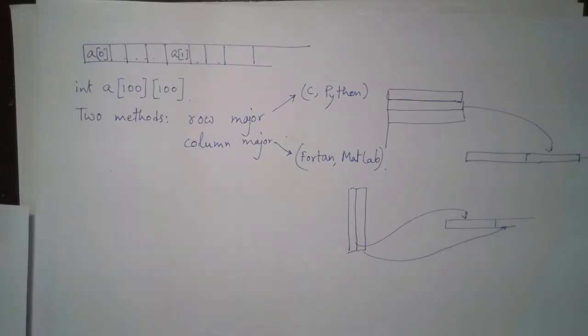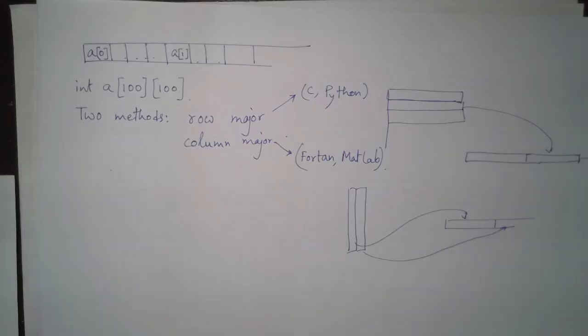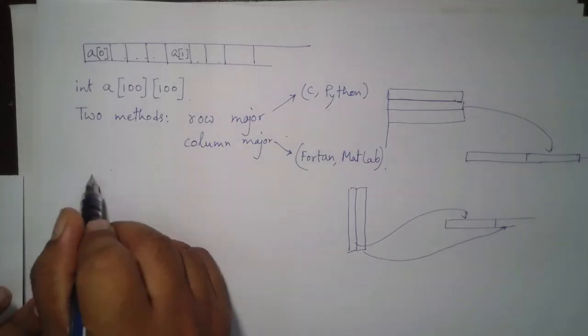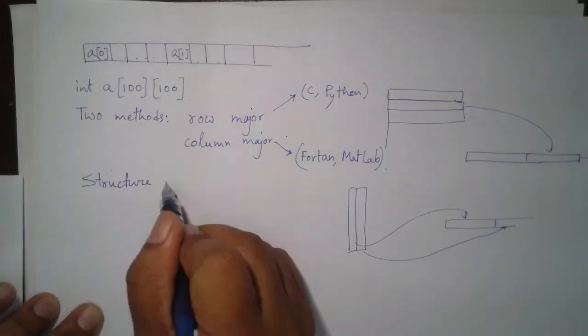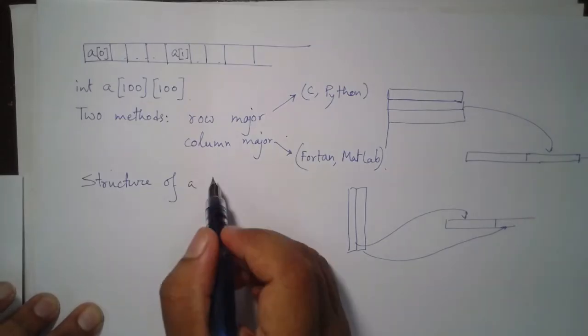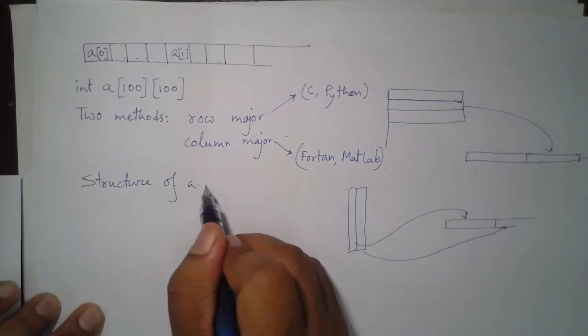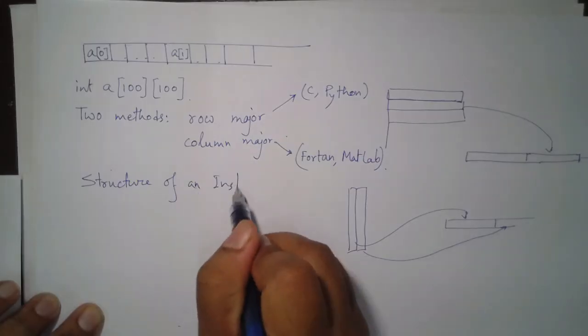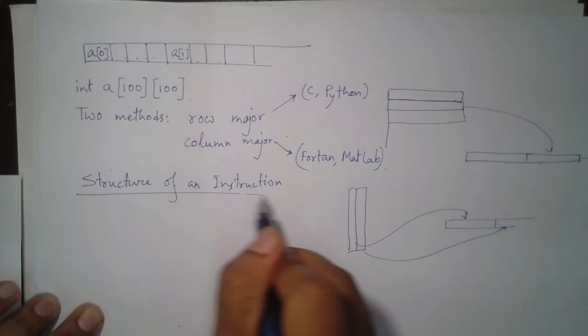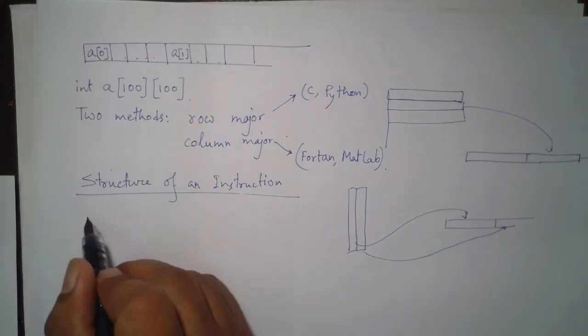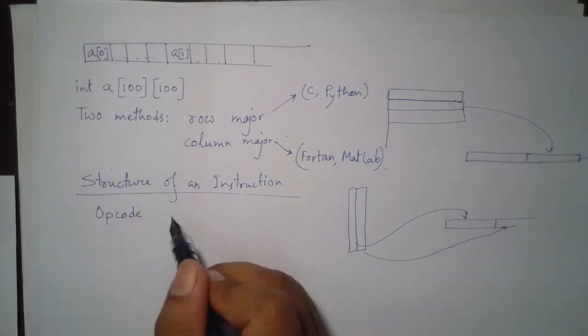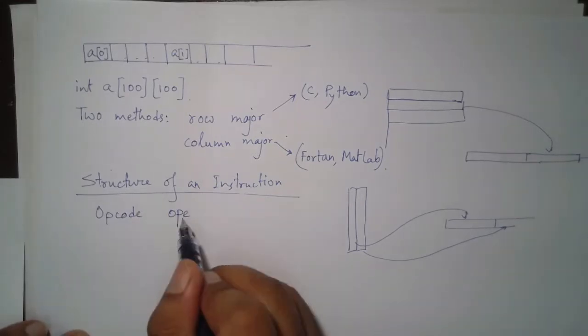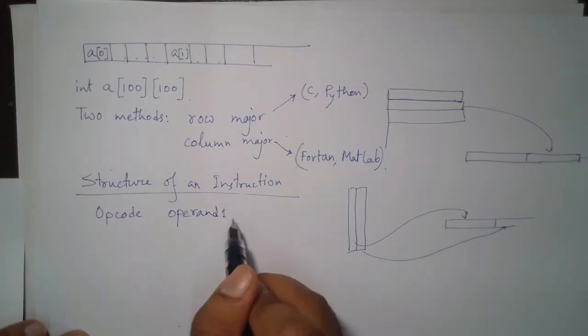All right. Now, we have already seen that depending on the machine model, an assembly level instruction will have a structure. The structure of this instruction will be basically the opcode followed by the operands, depending on how many of them you need: operand 1, 2 and so on, alright.